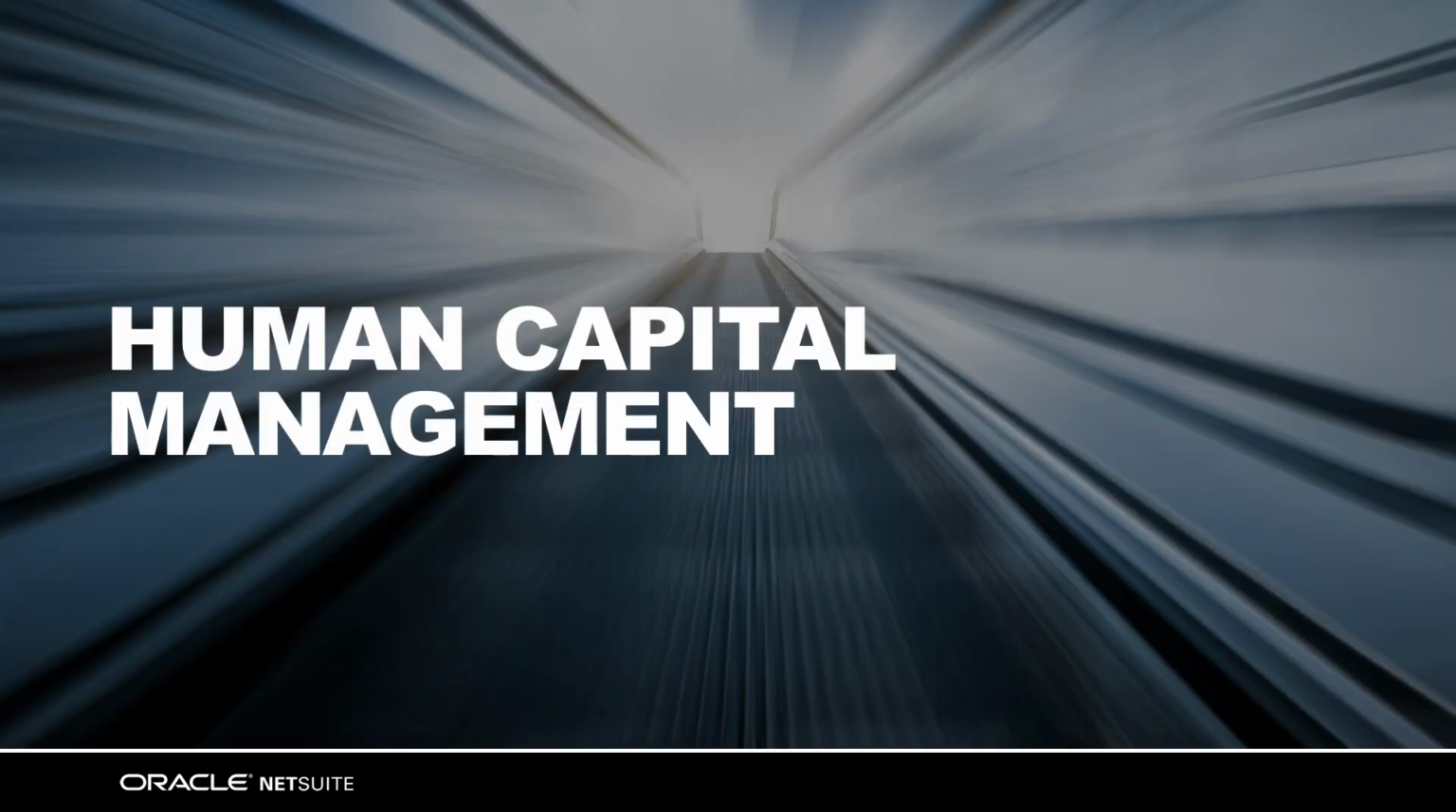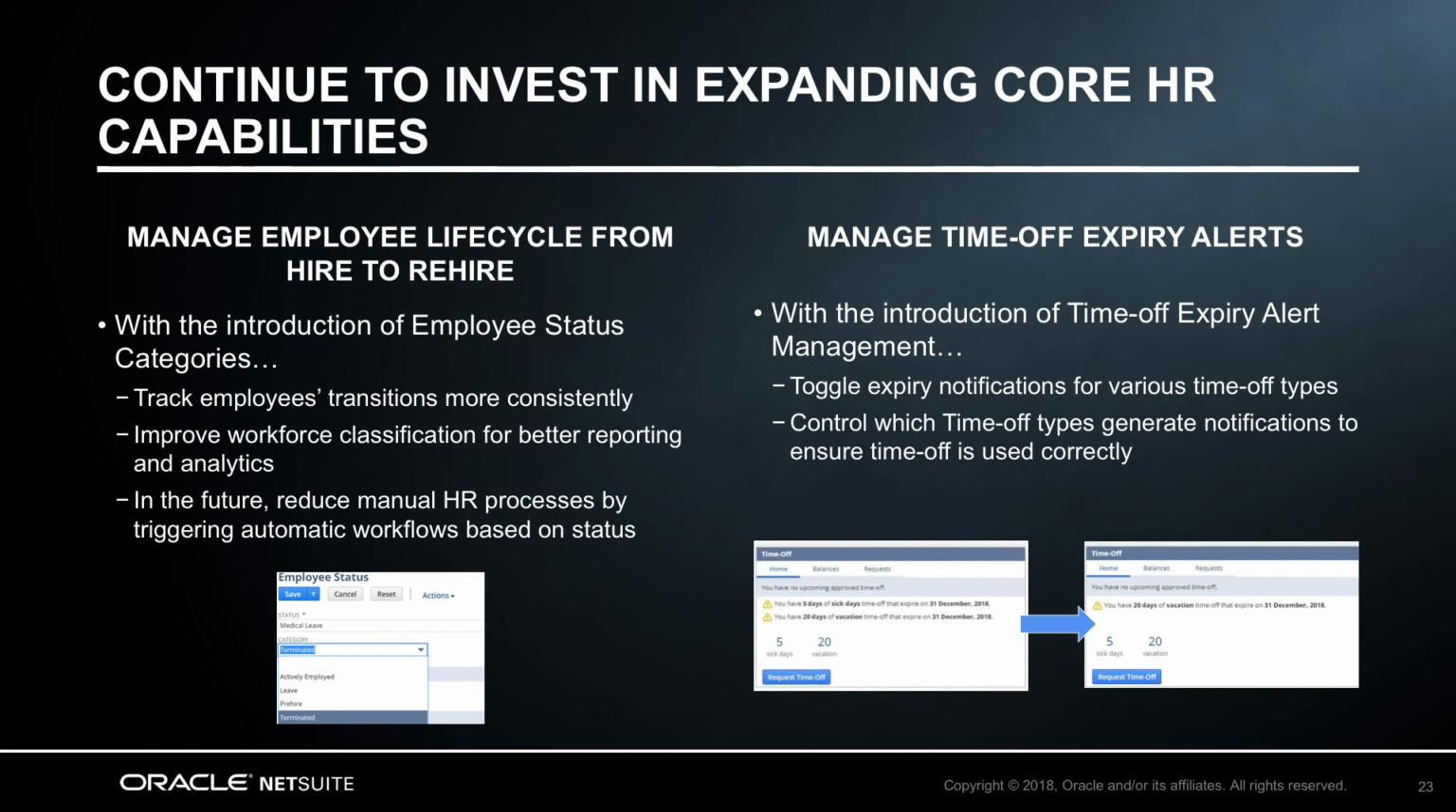To see the full list of KPIs, you can expand and collapse the list under the headline KPIs. Last but certainly not least, let me touch upon the highlights in the human capital management area. In the 19.1 release, we're continuing to invest in expanding core HR capabilities.